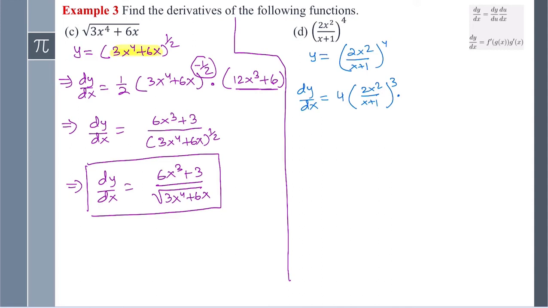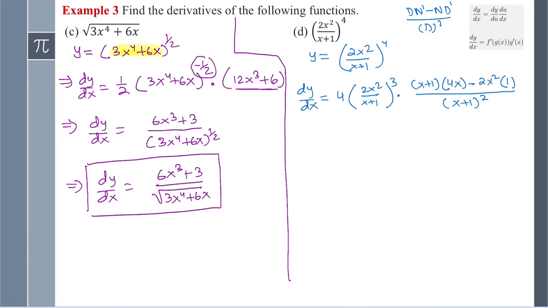Now if you look at the inside function, it is a rational function, so we have to use the quotient rule. Remember, the quotient rule is the denominator times the derivative of the numerator minus the numerator times the derivative of the denominator, divided by the denominator squared. So that's what we are going to use. So the denominator is x plus 1 times the derivative of the numerator, which is 4x, minus the numerator, 2x squared, times the derivative of the denominator, which is just 1, because the derivative of x is 1 and the derivative of 1 is 0, over x plus 1 squared.